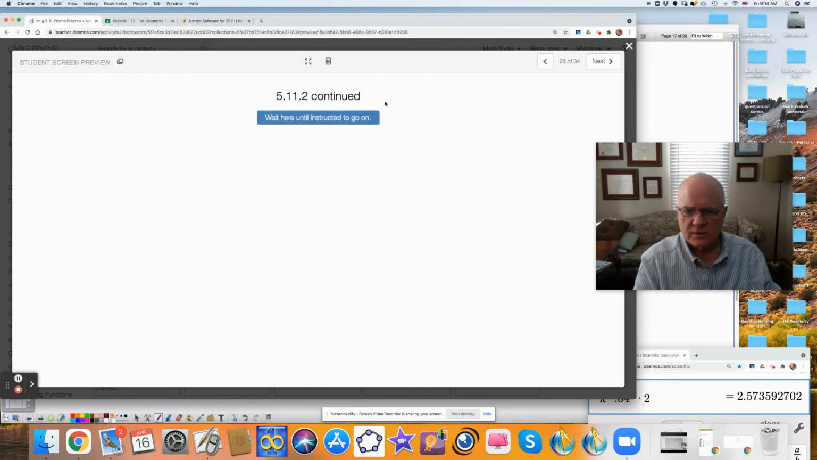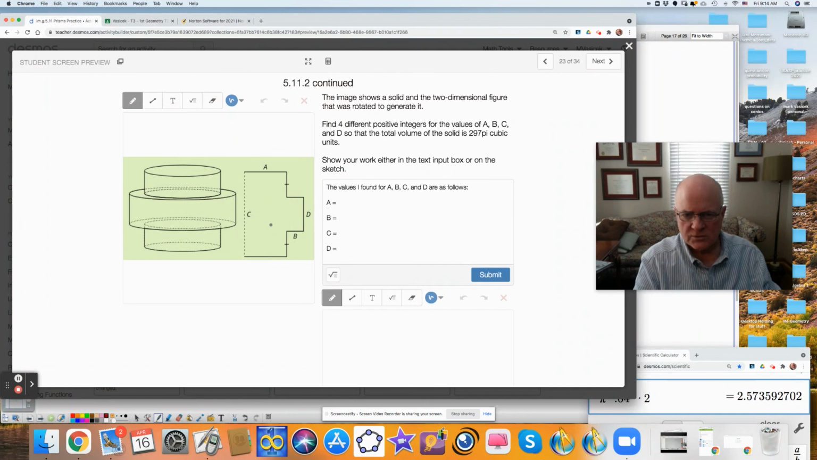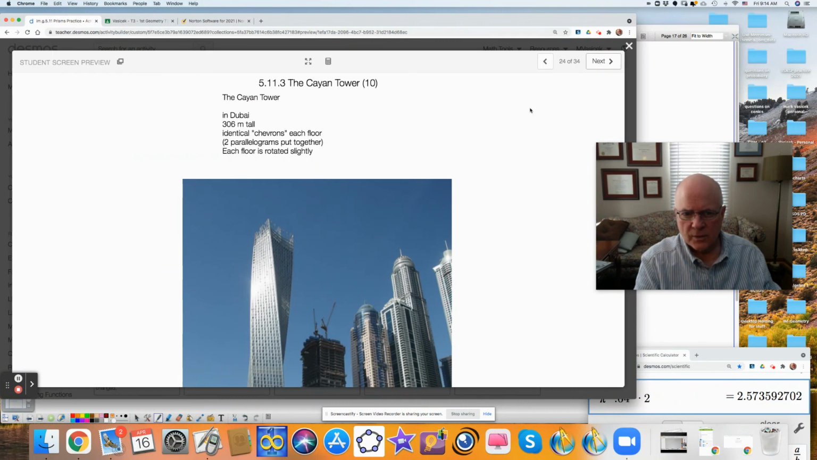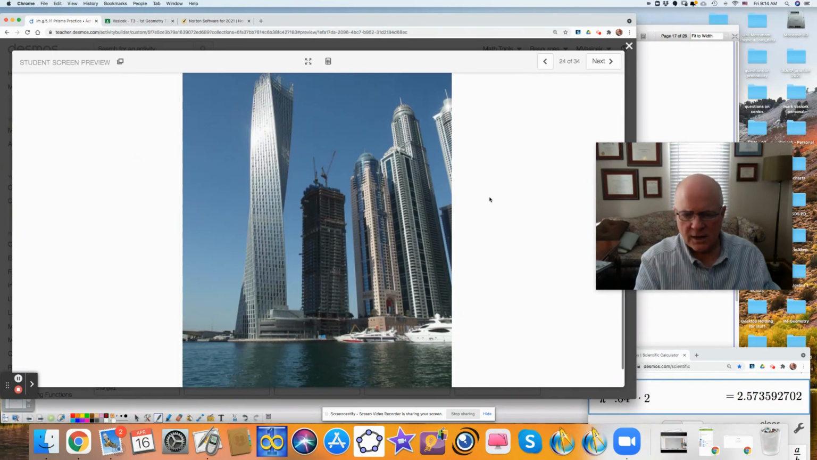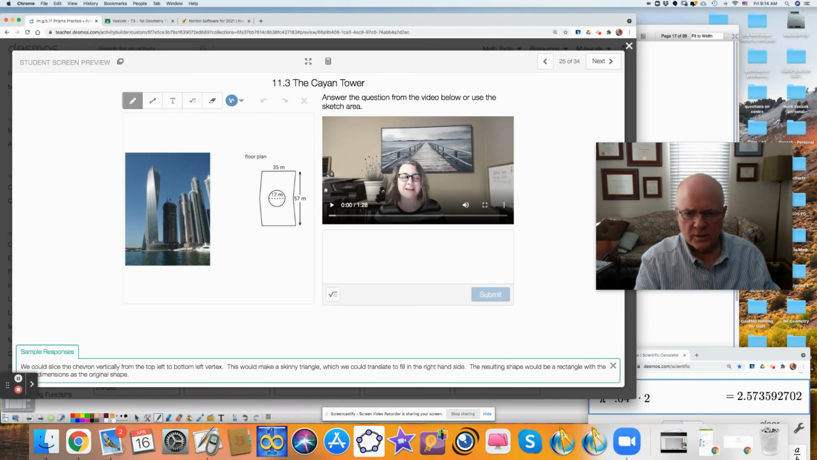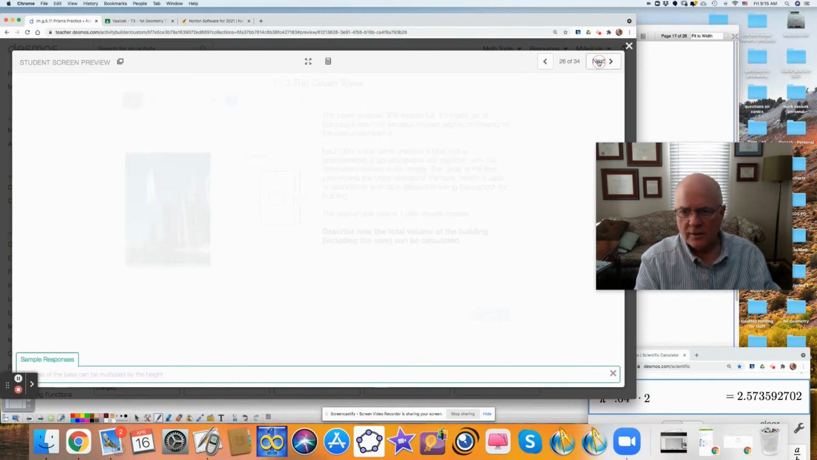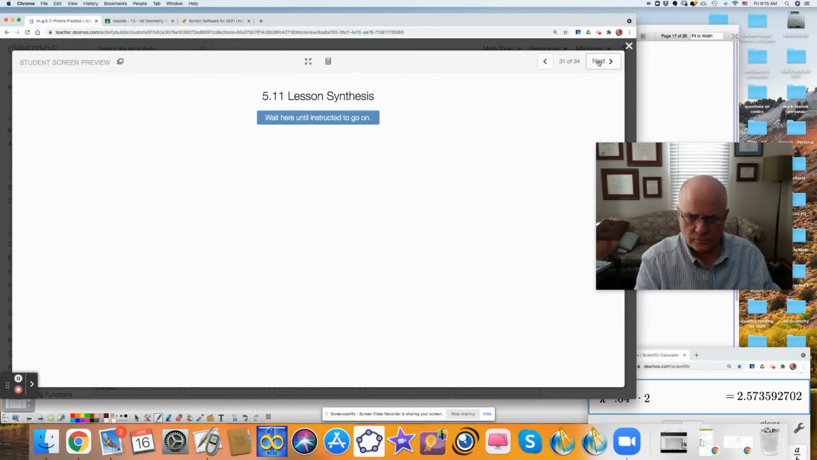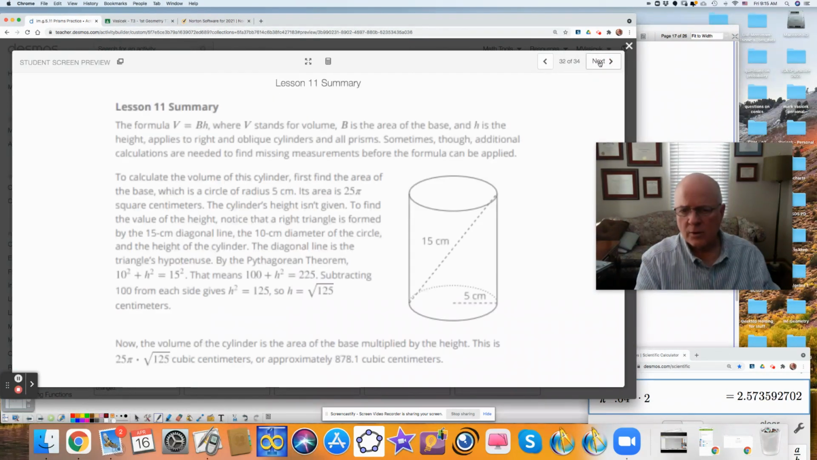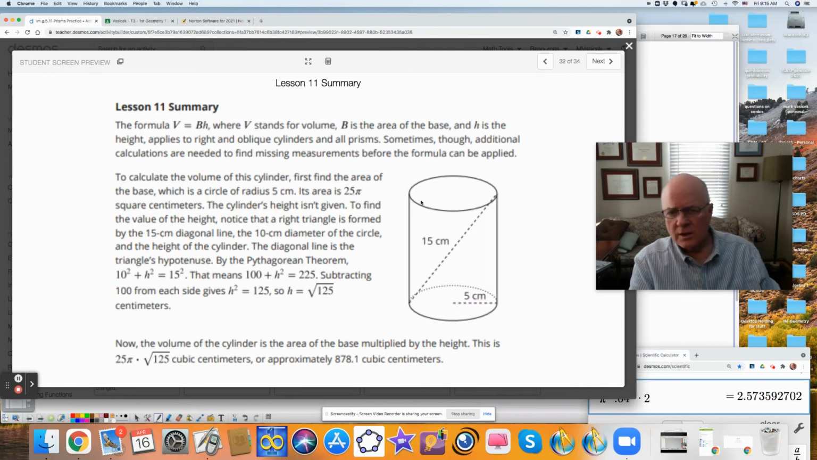Now, the remaining pages of this are interesting. There are some questions for you to do, and you can check the values of A, B, C, and D to see if it works. There's this tower, this Cayenne Tower, and there's some questions on it and some videos to help you with it. And then for the cool down, there's a lesson synthesis and a lesson summary. You want to read the lesson summary. It tells you that we use the formula volume is equal to the area of the base times the height, but sometimes you don't get the volume, the area of the base, or you don't get the height, and you have to do an extra calculation to find it. That's what the whole lesson here was for, just this prism practice.